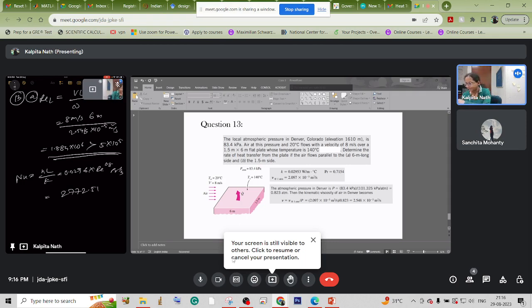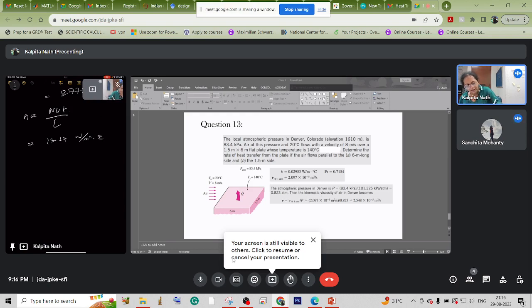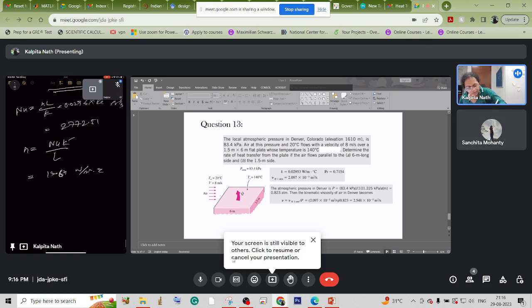You got it? Yes, ma'am. Then h is equal to Nusselt number times k by L. So this comes out to be 13.64 watt per meter square degree Celsius. You got this value? No, ma'am. Okay, so k will be here 0.02953 and L will be 6. Yes, ma'am. You put this value, right? This value is only you have given, right?